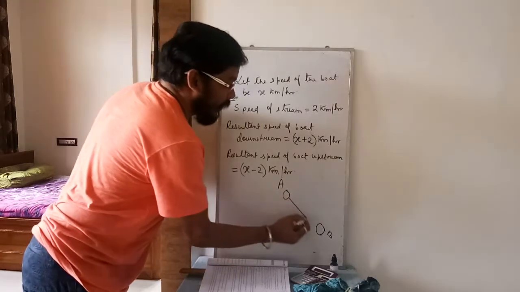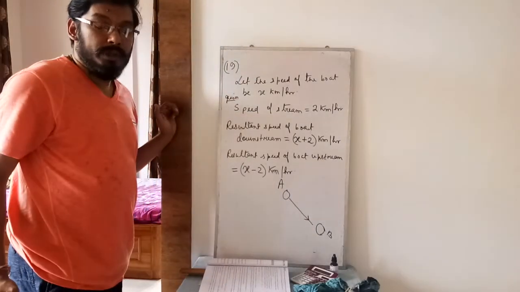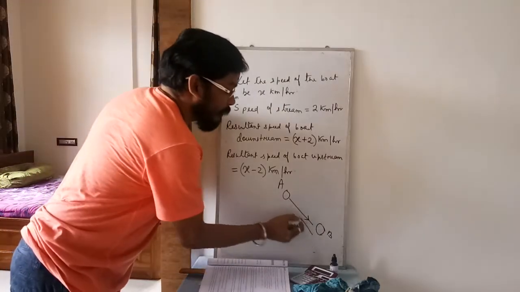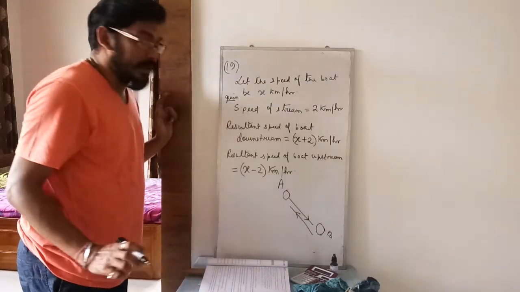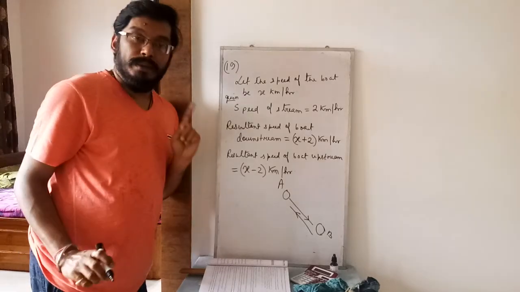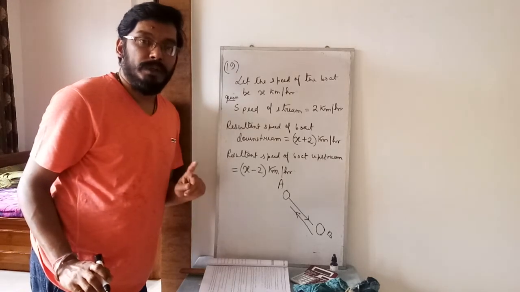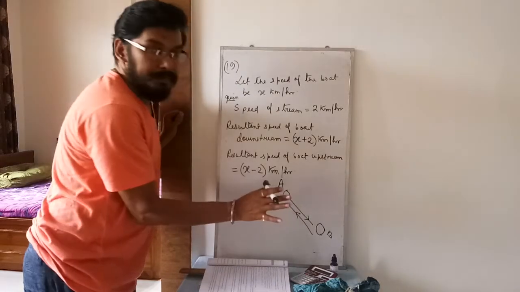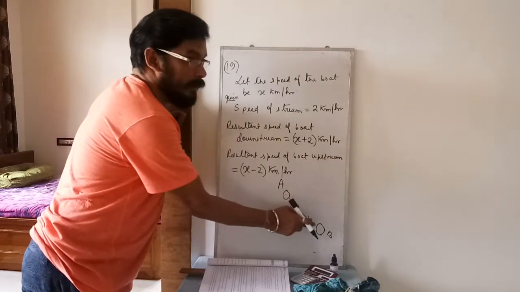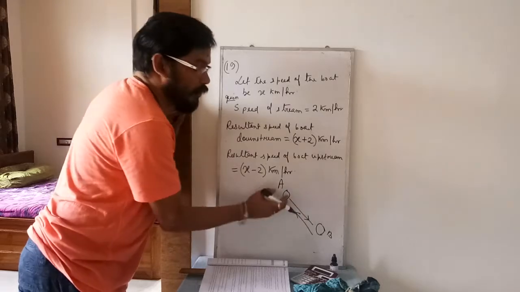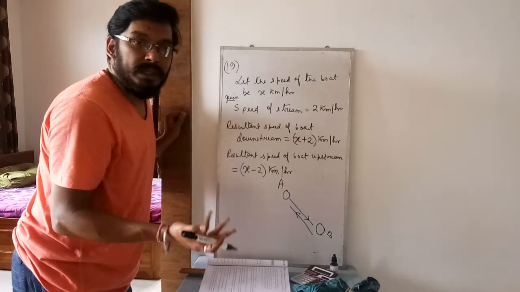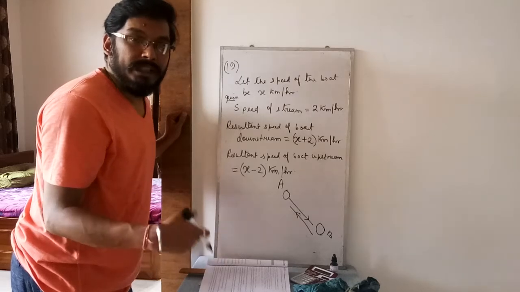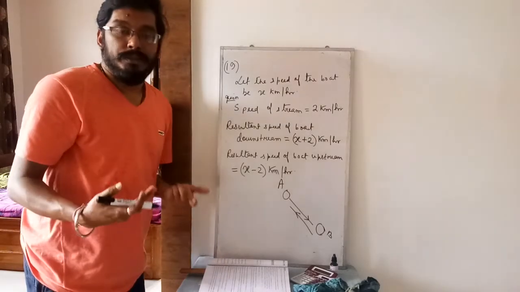So when it has traveled downstream, the time taken by the boat was how much? 5 hours. When it has traveled from B to A, the time taken was 6 hours. In both cases, the time was different because the speed of the boat changes in downstream and upstream. But the distance here is the same. A to B, whatever the distance, from B to A also the distance is the same.